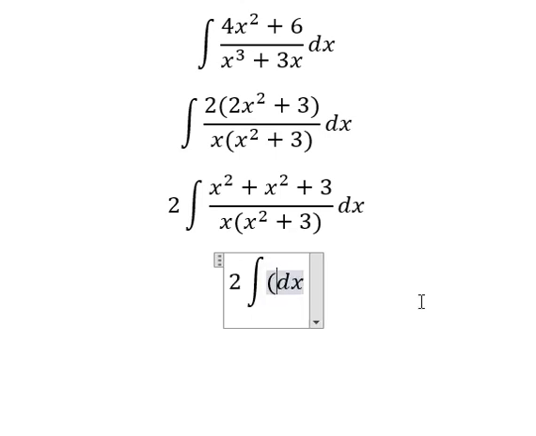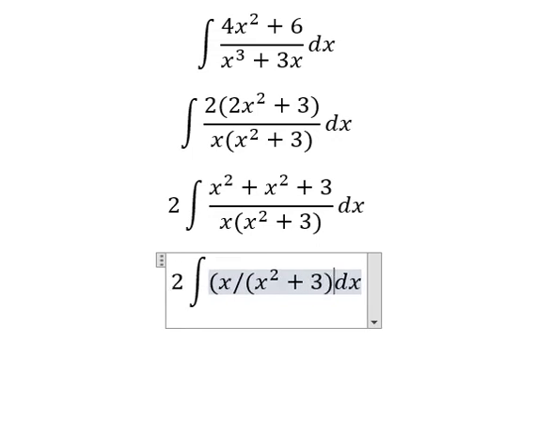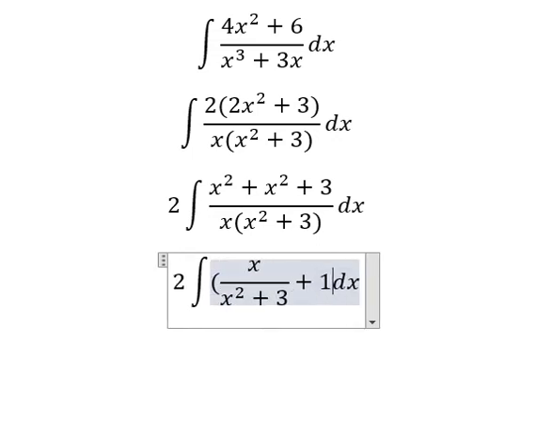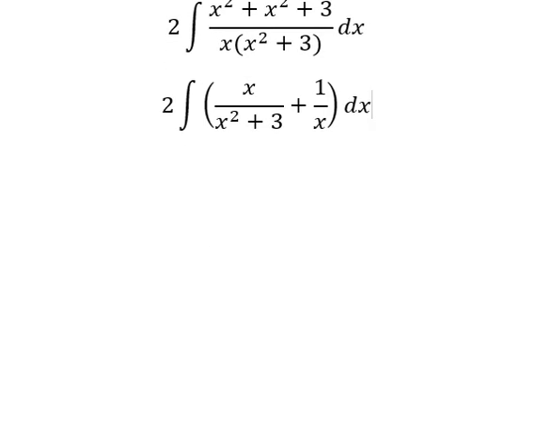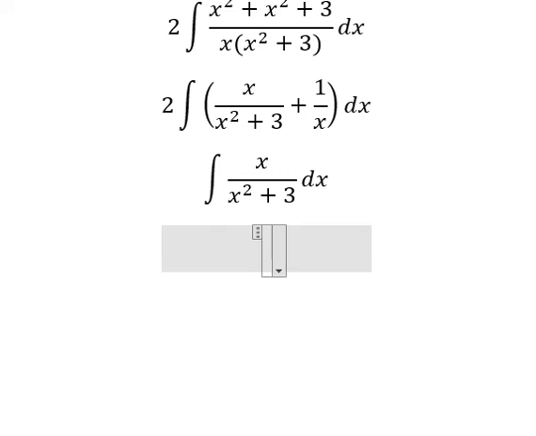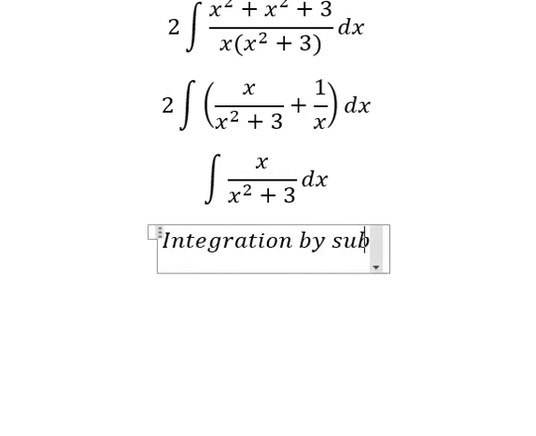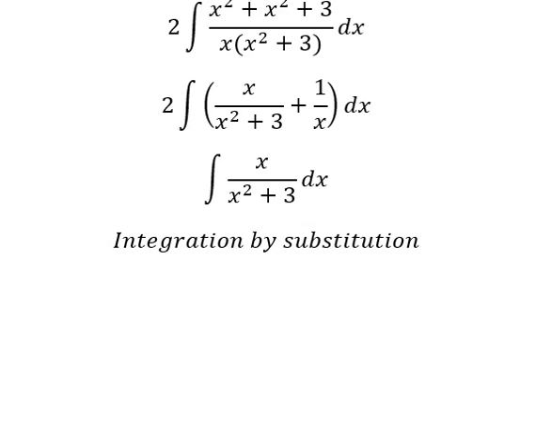The first one is s over s squared plus 3, and the second one is 1 over s. Now I will concentrate on this one only. So we need to use integration by substitution. So I will put u equals this one. Later, we need to take the first derivative of both sides.